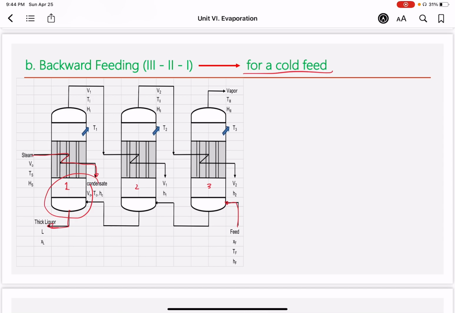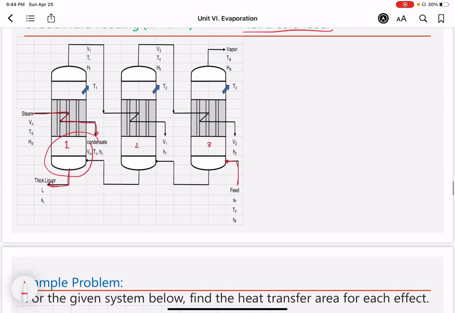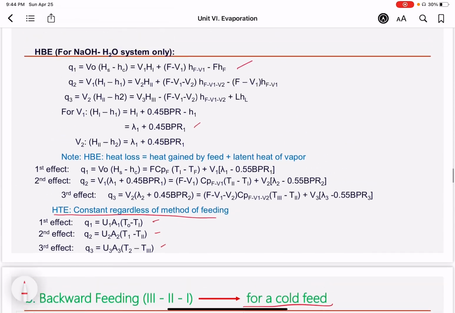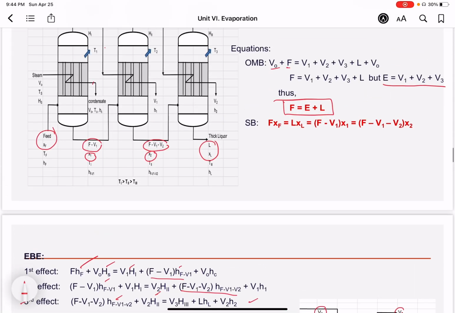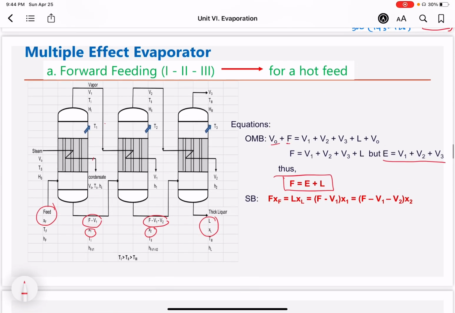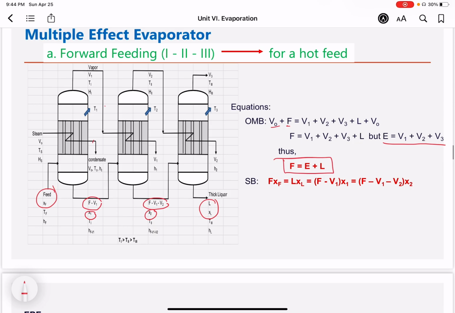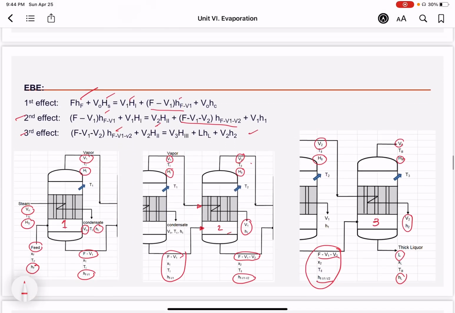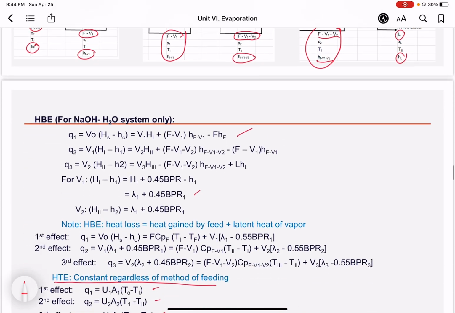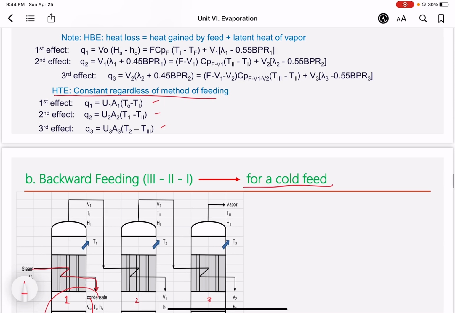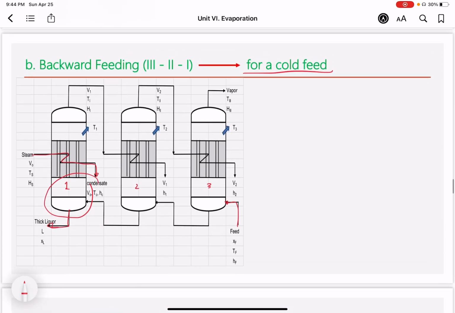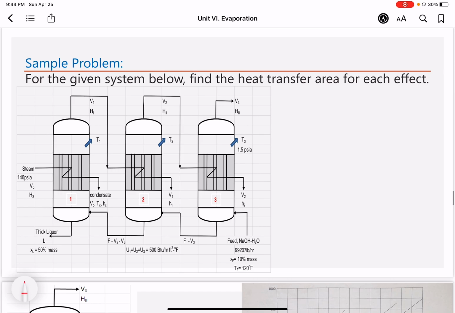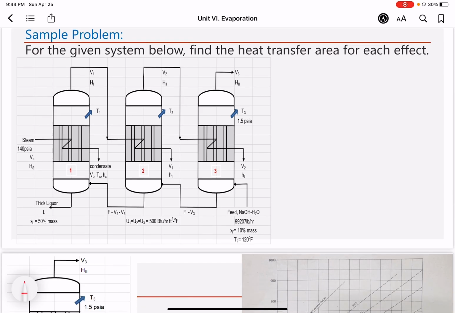Okay, so I think we are the same. Same lang yung pagkuha ng mga equations either for forward feed or backward feed. The first step is you do the OMB, second is the solute balance, apply EBE, apply HBE, and so on and so forth. Okay. The best way to illustrate is by solving this problem. I think I have given this in your learning assessment, so nasa learning assessment ninyo na.